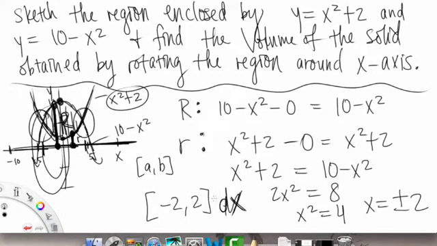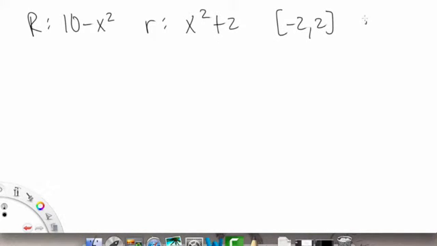So that means dx. Okay, so let's put all of these pieces of information together on the next slide, and we'll apply it to the formula. So we have capital R given by the formula 10 minus x squared. Little r is given by the formula x squared plus 2. Our interval is from negative 2 to 2, and we're integrating along the x-axis in the x direction.